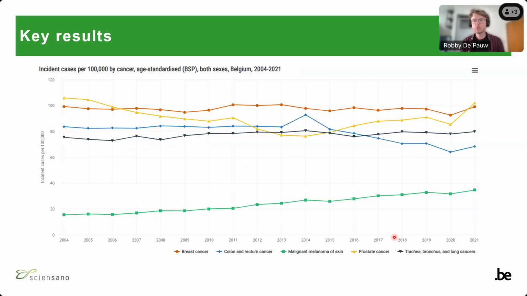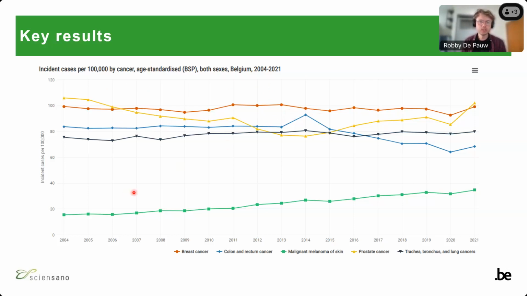For the next slide, I will go through some key results. But these are all available on the website. So in this graph, you have the incidence cases, actually the rate per 100,000, by different cancers. They are age standardized, so the effect of age over time is left out, for both men and women in the entire Belgian country. It's incidence based, so we have information from 2004 to currently 2021.